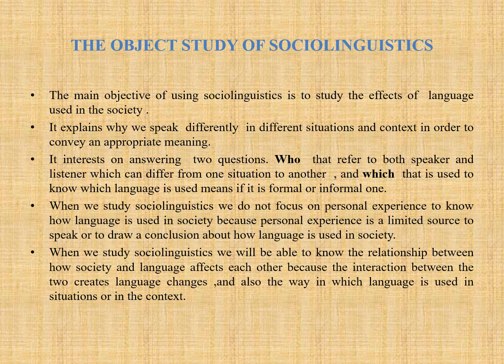It means if it is formal or informal one. In other words, sociolinguistics makes us able to know the relation between how society and language affect each other. And the main point that we need to keep in mind is that in sociolinguistics we do not focus on personal experience, because it is a limited source to speak or to draw a conclusion about how language is used in the society.